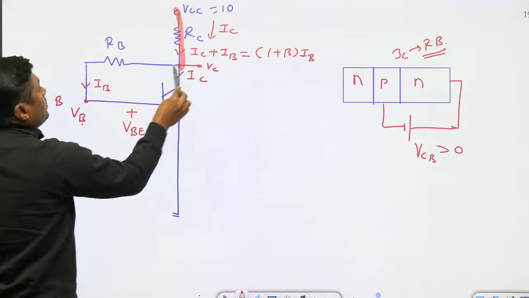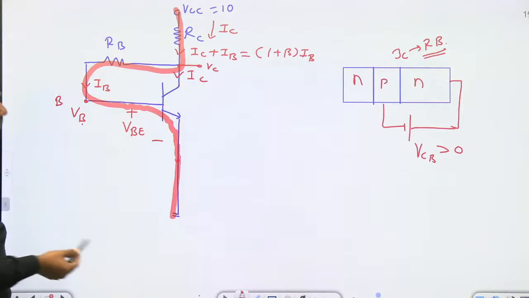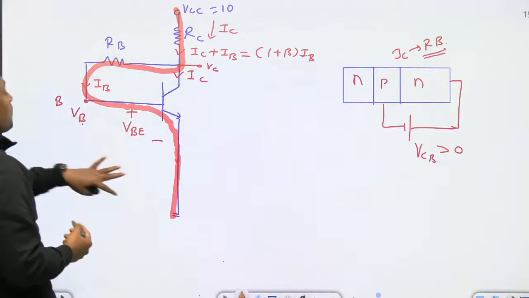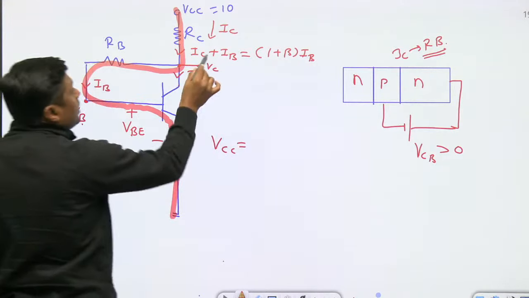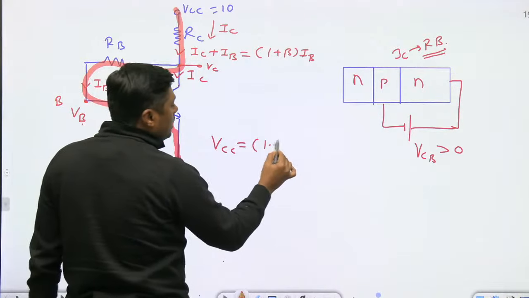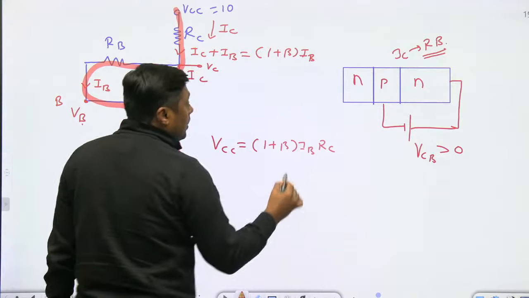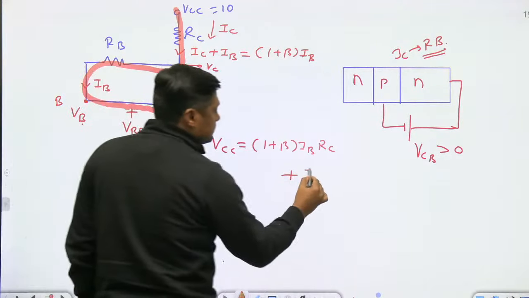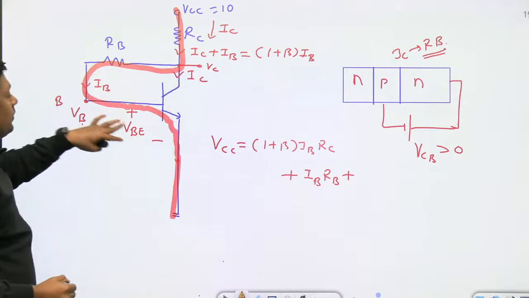From this point to this point to this point, this is the KVL. When we are applying the KVL, we can get the value of IB. Directly, VCC is equal to (1 plus beta) times IB into RC plus IB into RB plus VB.